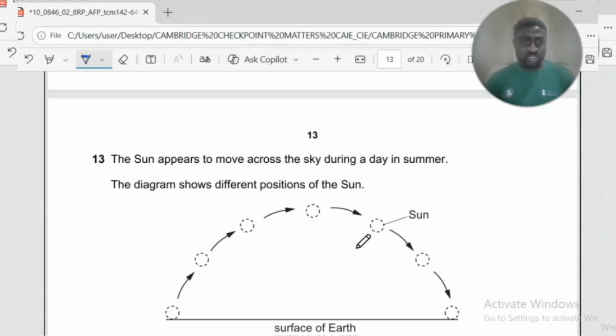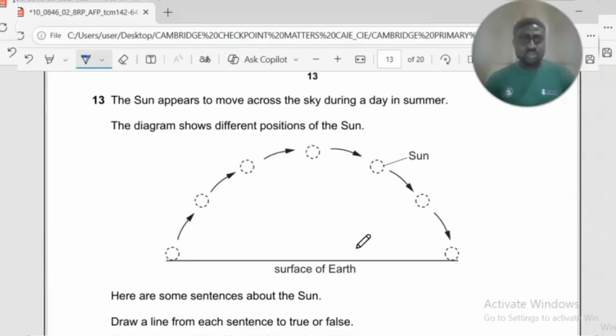Let's move to question 13 quickly. Question 13 reads, this is under physics, talking about light. Then it has a little bit of earth and space embedded. The sun appears to move across the sky during a day in summer. Summer is when the weather is extremely hot. The diagram shows different positions of the sun.